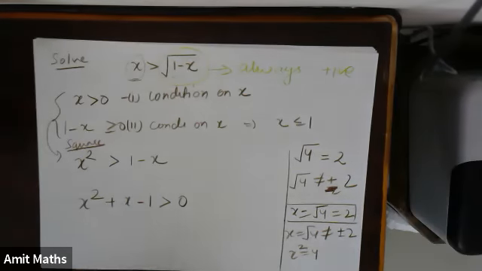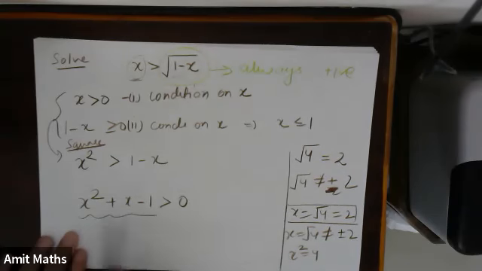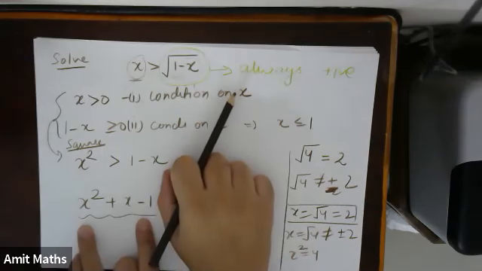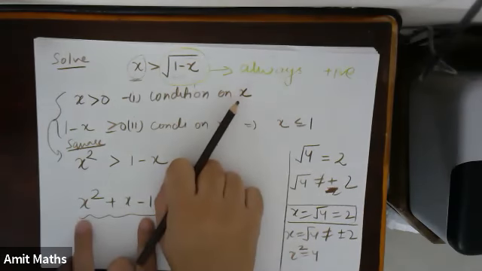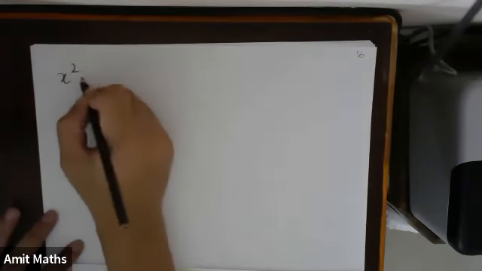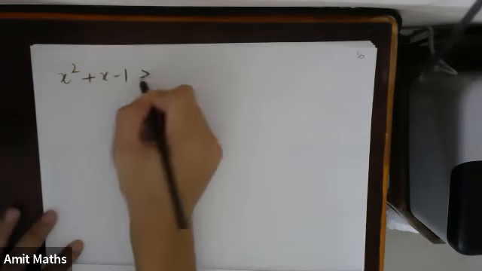Okay. Now this is a quadratic expression. This part I can factorize. After factorization, you know how to factorize a quadratic expression? Yes. So after factorization, I'll write it once again. So this is x square plus x minus 1 should be greater than 0.